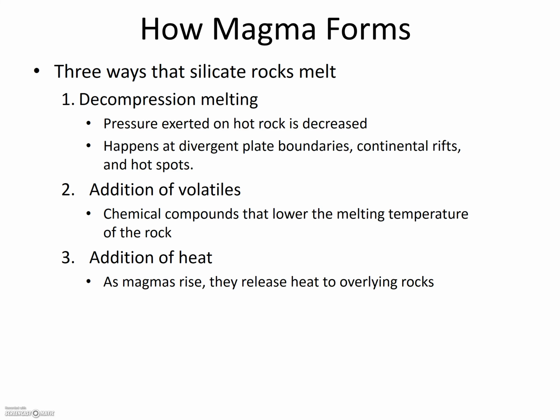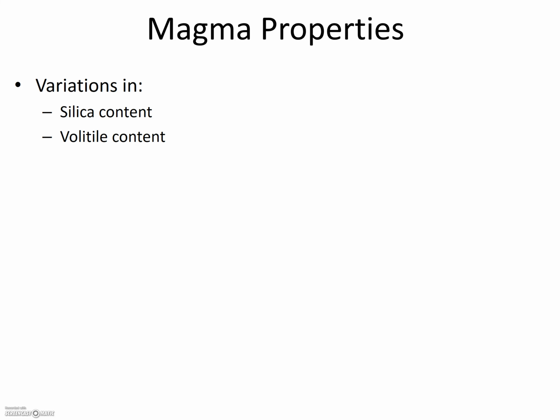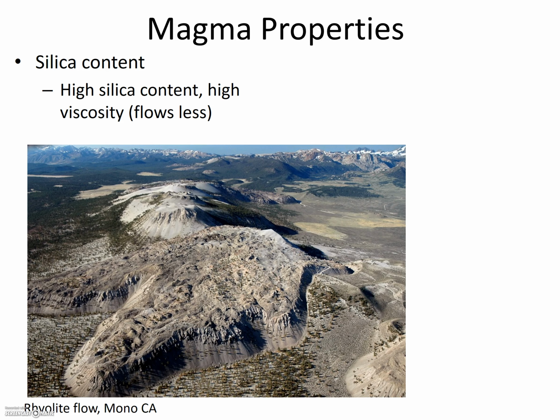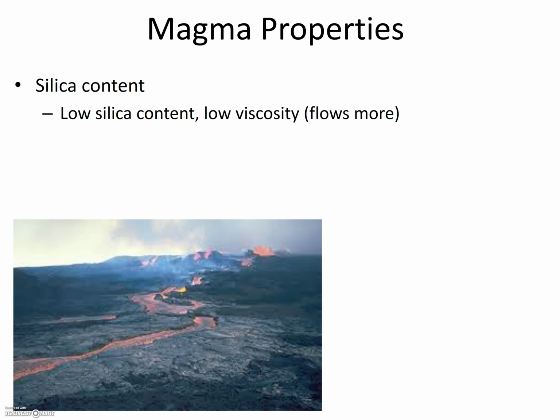The resultant magma can have varying properties due to different silica content and volatile content. The higher the silica content, the higher the viscosity, i.e. the lower the flowability. Silica-rich lava has thick, goopy flows, as seen in this image of a rhyolite flow in Mono, California. Silica-poor lava has thin, runny flows, as seen in this image of a basalt flow.